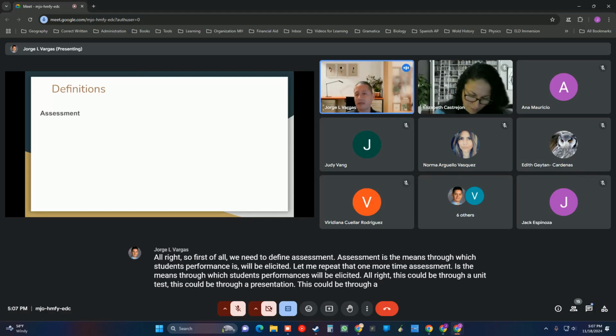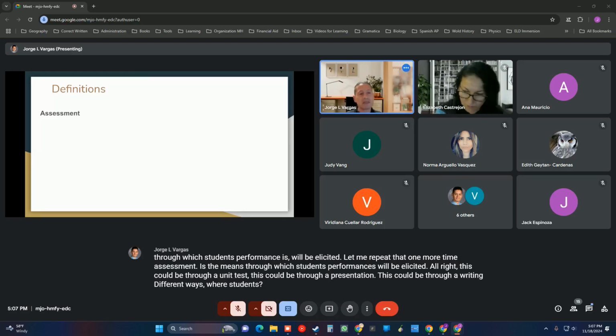All right, and remember that this could be done in the three modes of communication. It could be a presentational mode, an interpretive mode, or an interpersonal mode of communication.